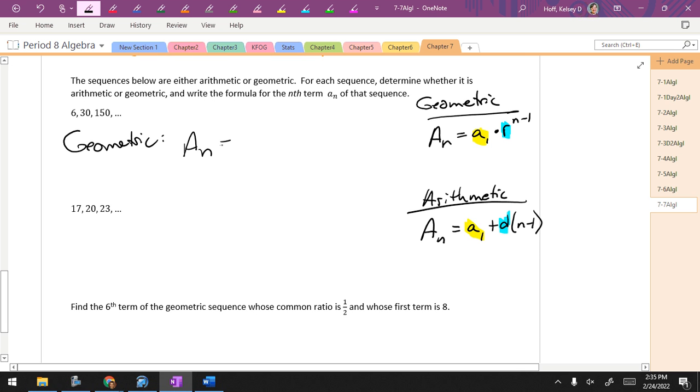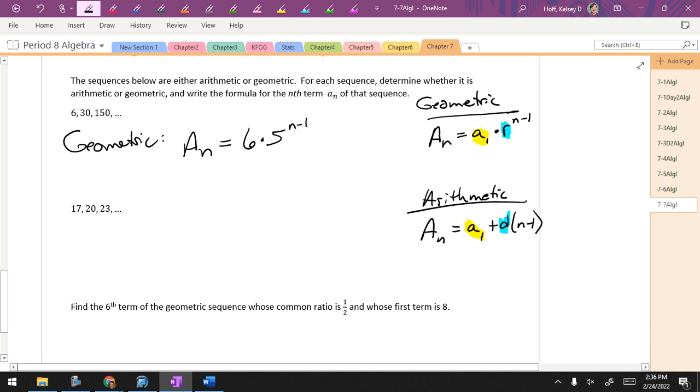A of n equals 6 times 5 to the n minus 1. Does 5, excuse me, need parentheses? Technically, no. Is it going to count it wrong if you put them on there? No, so it may be something just to get in the habit of putting them in there.